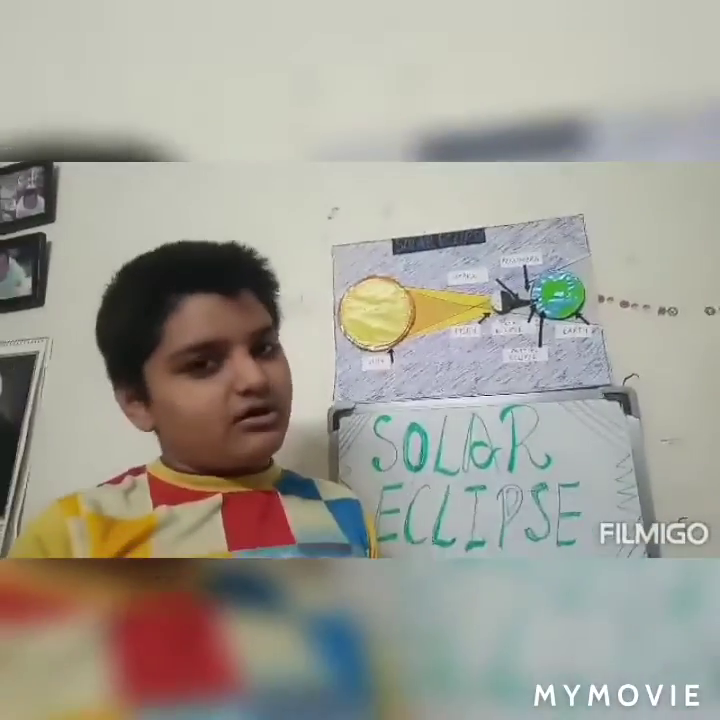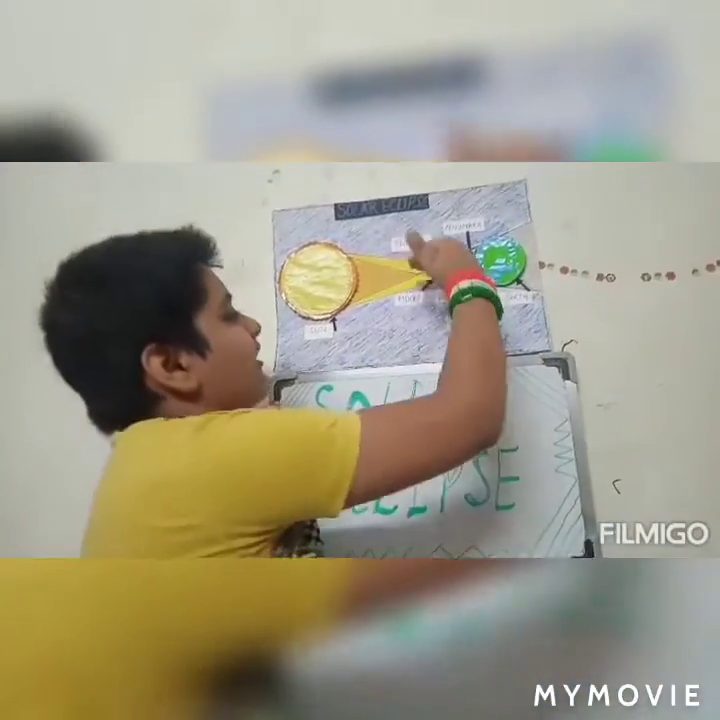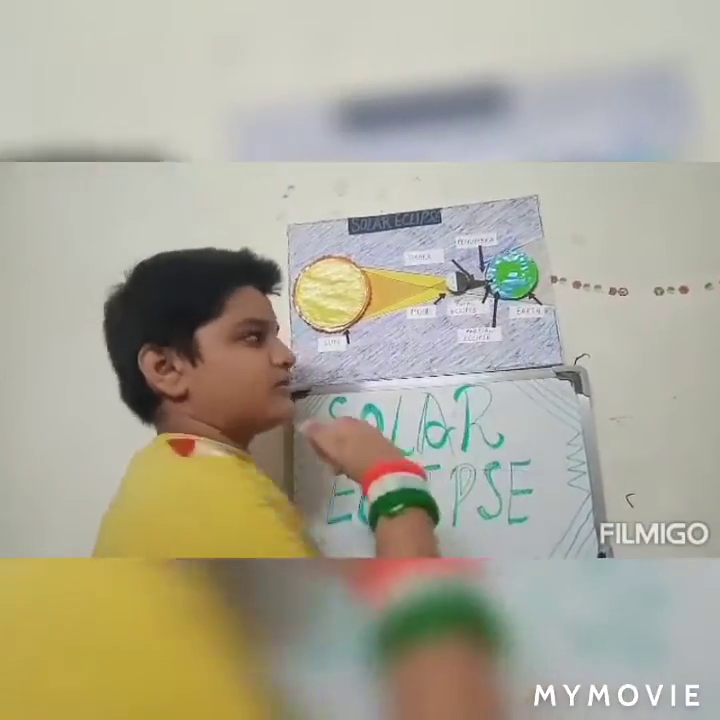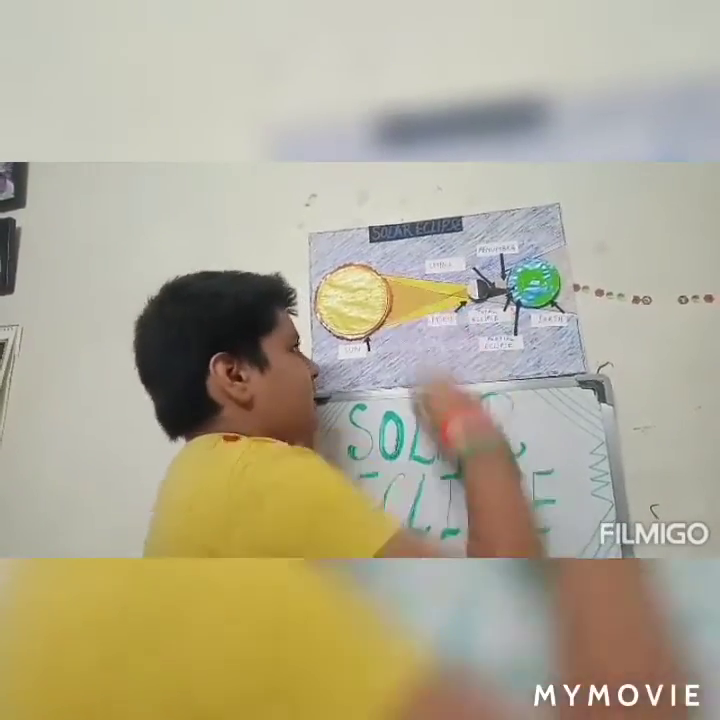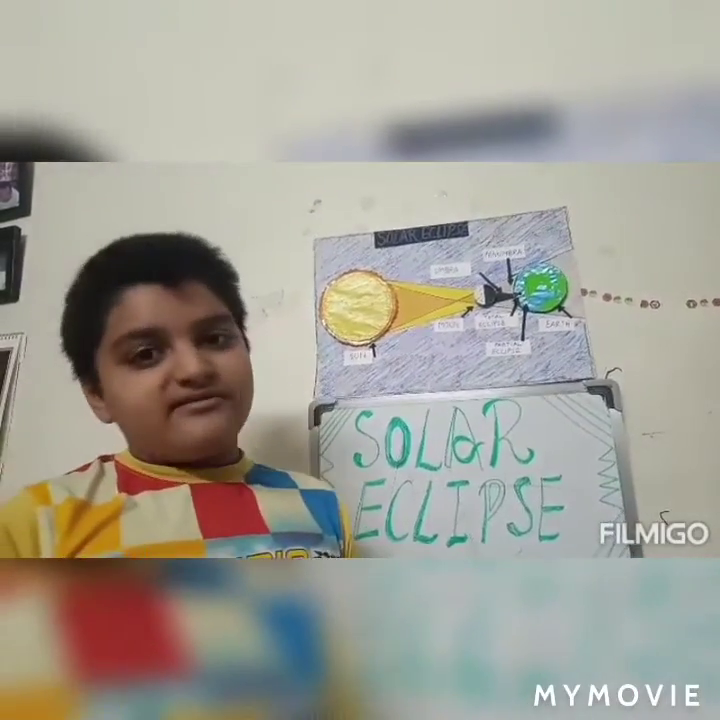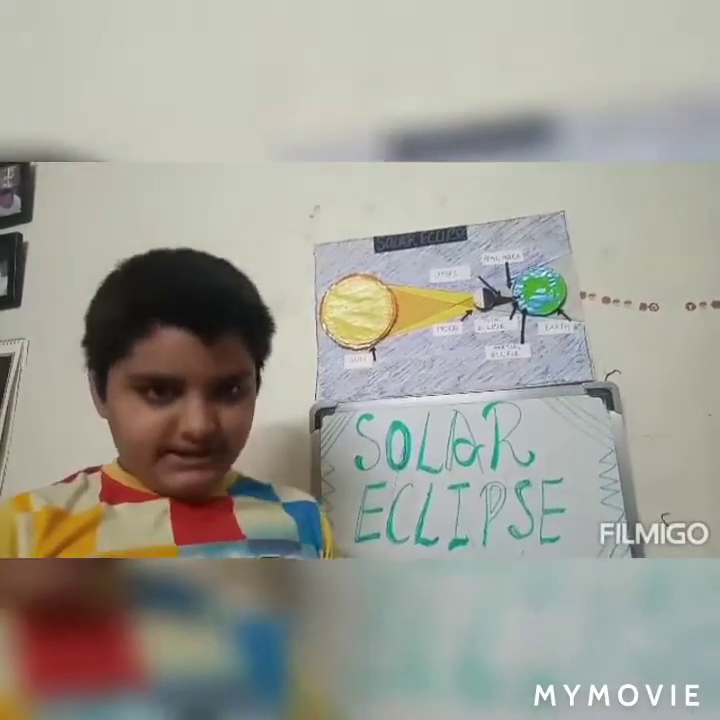Annular solar eclipse occurs when the moon and sun are exactly in line with the earth. But the size of the moon appears smaller than the sun. Hence, the sun appears as a very bright fire ring.